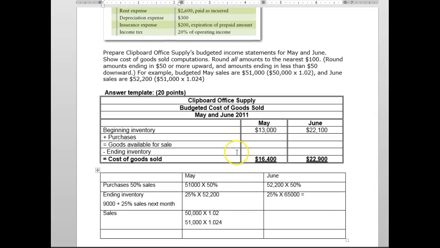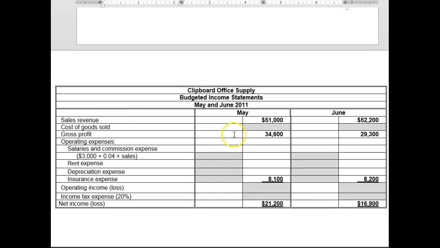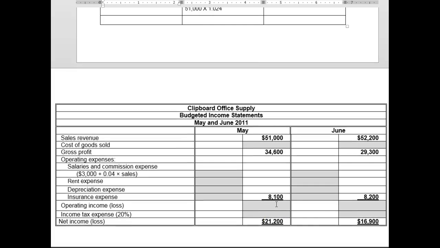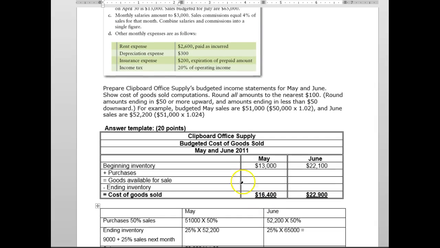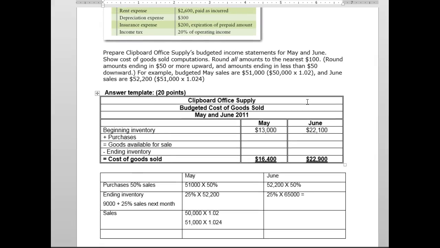Once you get the cost of goods sold, okay, then you're just going to transfer this information down to here and try to lay out a budgeted income statement to have an idea of what your loss or your income would be. Now, be very careful when you do this one to make sure that you round up after $50 or round down anything less than $50. So if you are confused about that, you can message me or just put in the real exact amounts and we'll go from there.